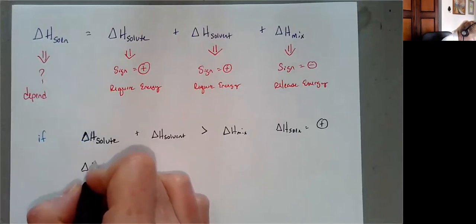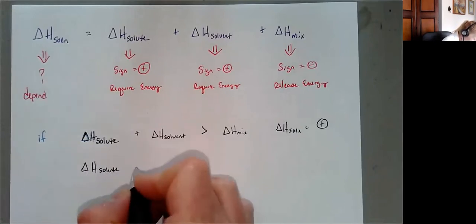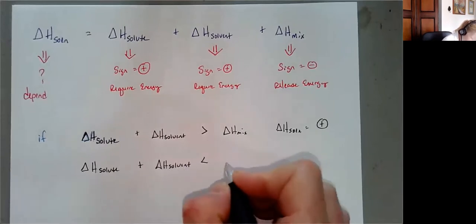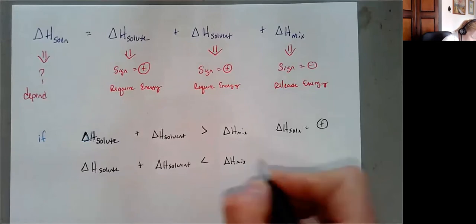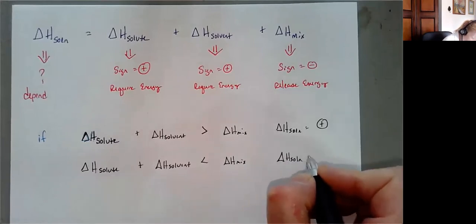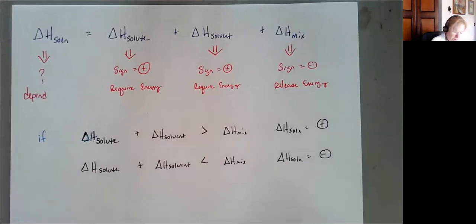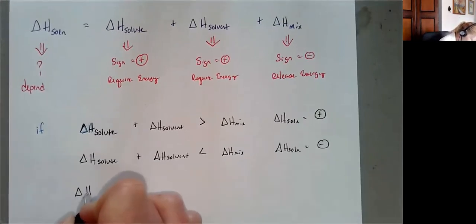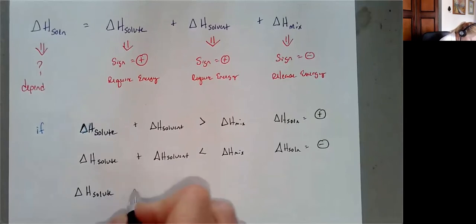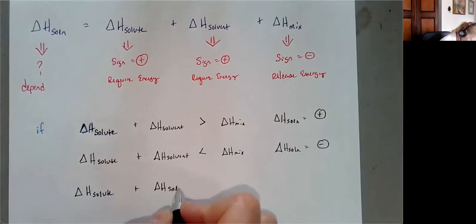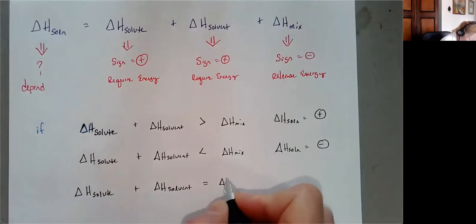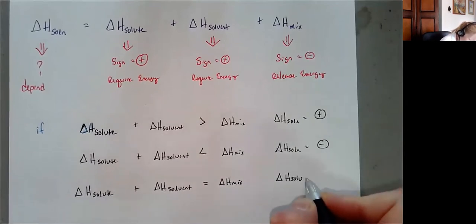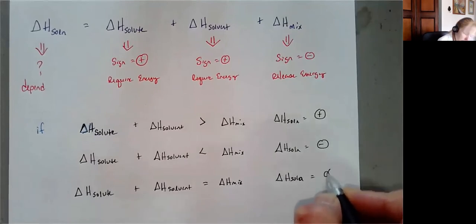If my delta H of my solute plus my delta H of my solvent is less than delta H of mix, now my delta H of solution is going to be negative, and it's going to be favored from an enthalpy standpoint. I could also have the scenario where delta H of solute plus delta H of solvent equals delta H of mix. So in this case, my delta H of solution is going to be close to 0.